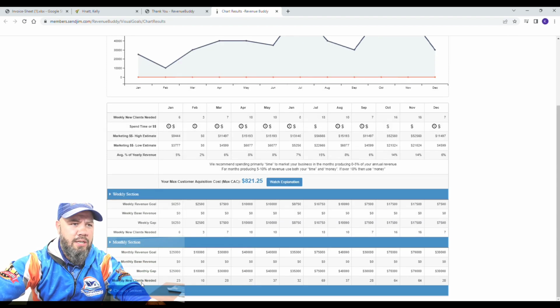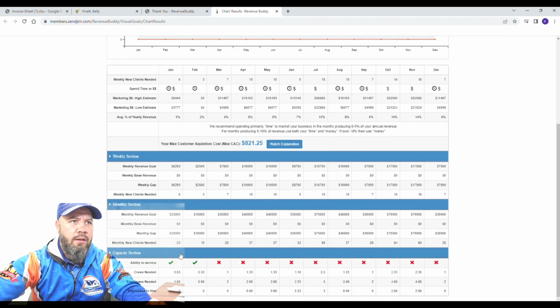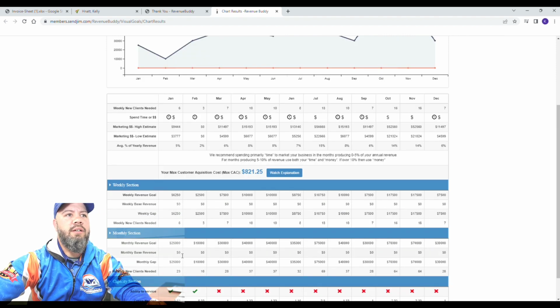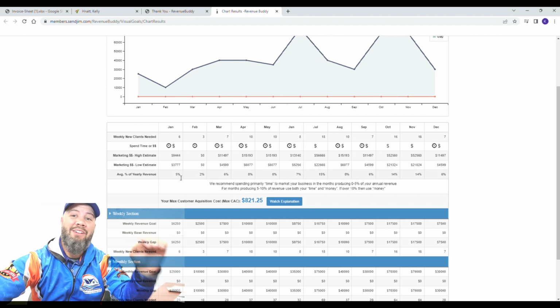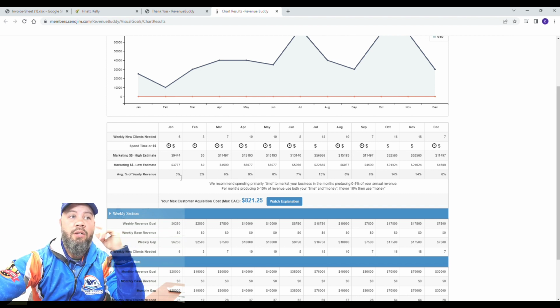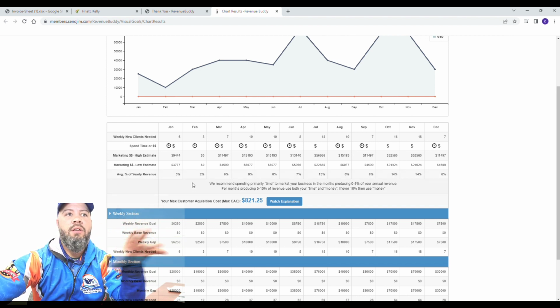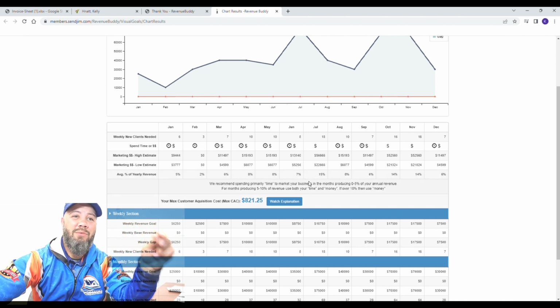I want to see if it shows it here. Oh, there it is right there. So if you look at this section, in January, 5% of your total revenue on average is produced in the month of January. 2% for us is produced in February, 6% in March, 8% in April, 8% in May, 7% in June. 15% of our revenue is produced in July.